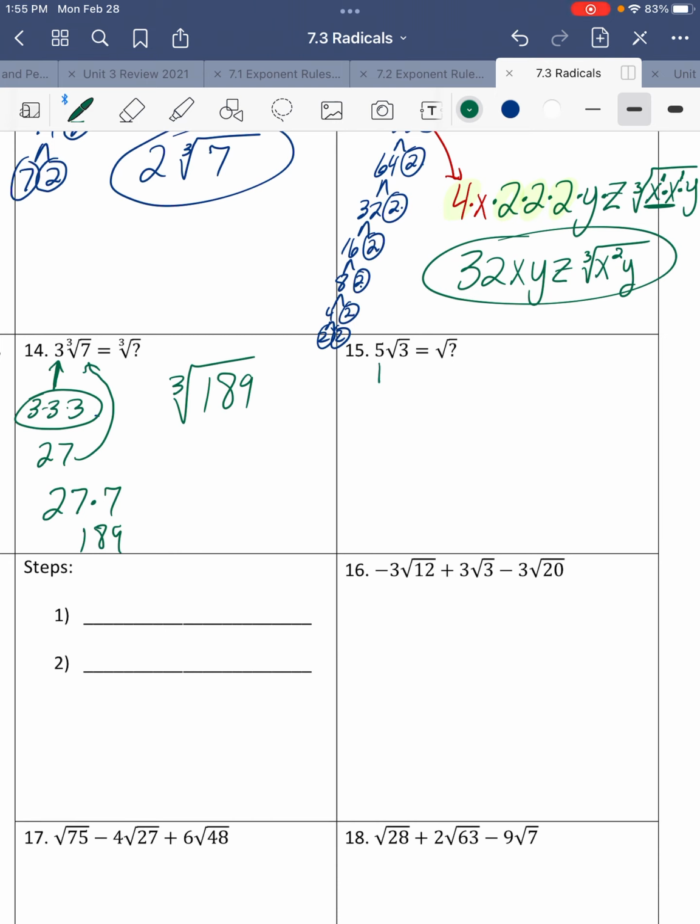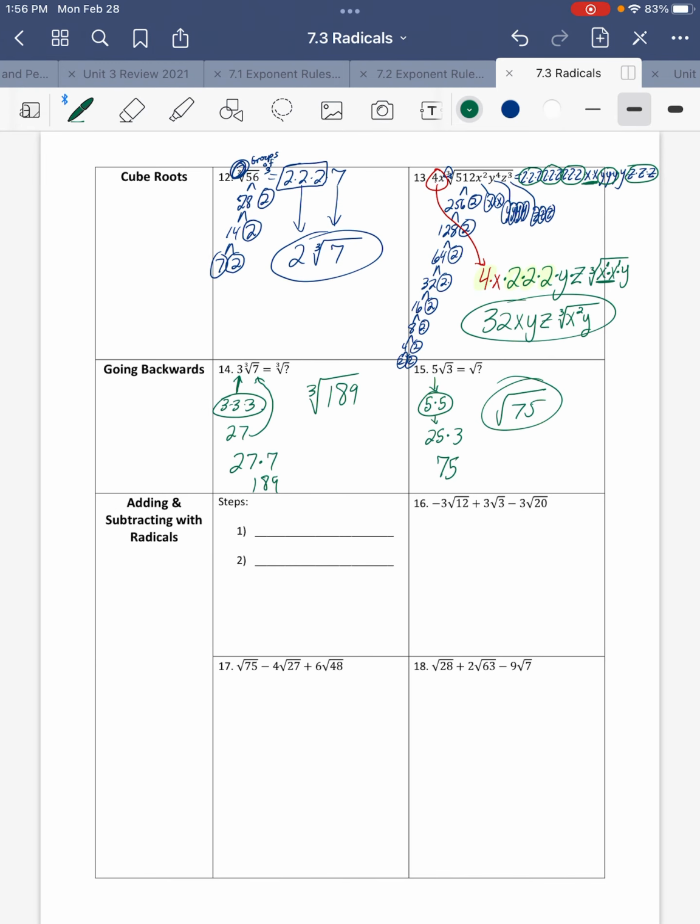Again, here we have a square root, so to bring the 5 inside, we would have had to have a pair of 5s to bring it outside. So we really just have to do 5 times 5 is 25, times what's inside, which is 3, which is 75. So it's going to be the square root of 75. That is it.